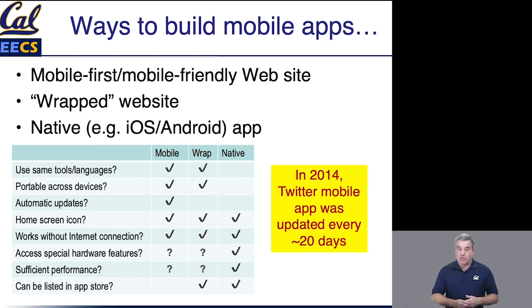And in fact, when Twitter came out with their mobile app around 2014, about every 20 days they would update their mobile app, which meant about every 20 days you would get a pop-up reminding you that you needed to install an app update. So it's your call, but if it were up to me, I would try to do the most I can with the least extra effort. And the frameworks for building mobile-friendly and mobile-first apps with just HTML, CSS, and JavaScript have gotten really good.